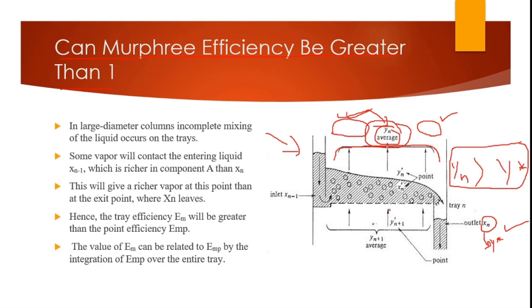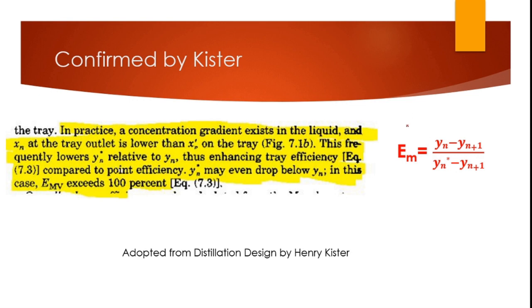Due to this problem, if you look at the equation of Murphy, let us say the vapor coming to the tray is the same, we can say from the mathematics that when yn is greater than yn star, the numerator is greater than the denominator, and this becomes greater than 1. The Murphy efficiency becomes greater than 1 or greater than 100%.